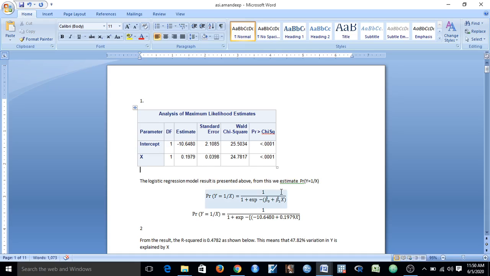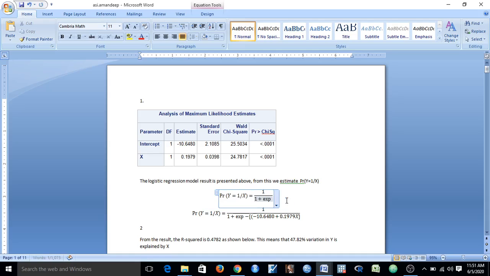So in order to estimate the probability of y equals to 1 given x, this is the formula we are going to use. It is 1 over 1 plus exponential of minus beta naught plus beta 1x. So we have this.